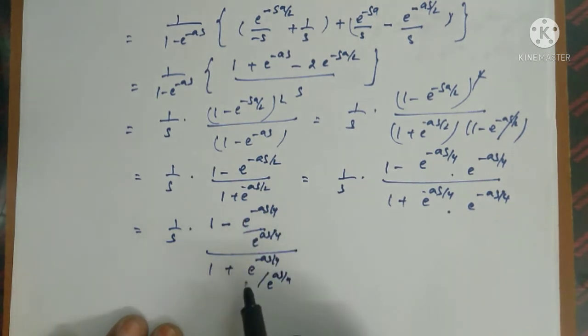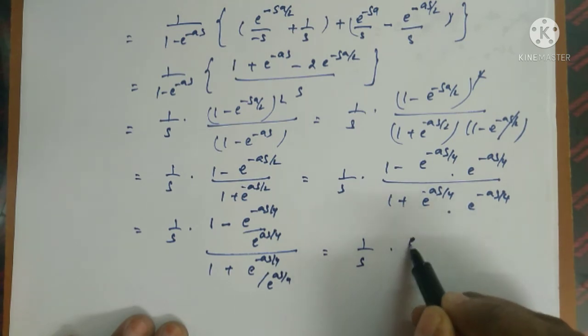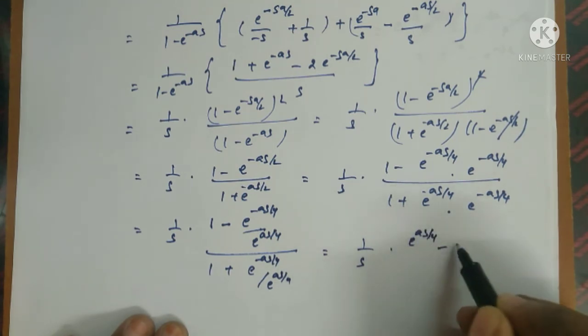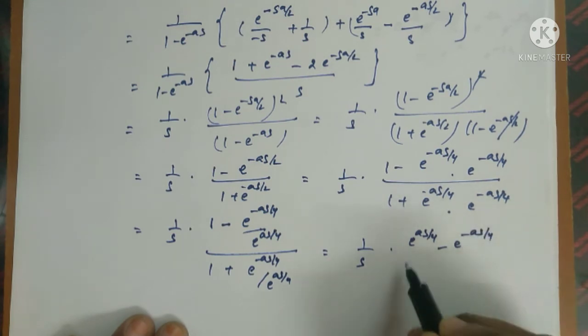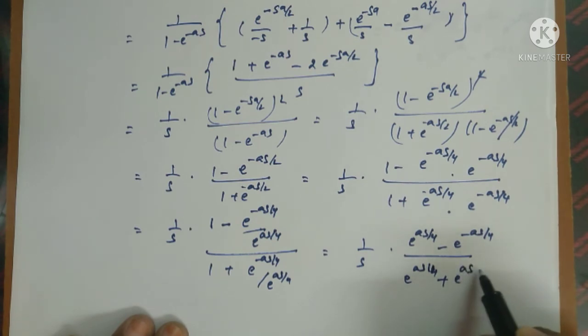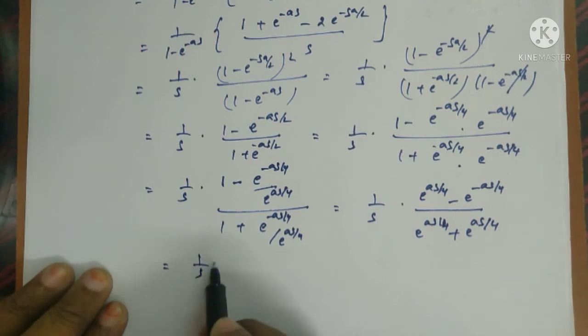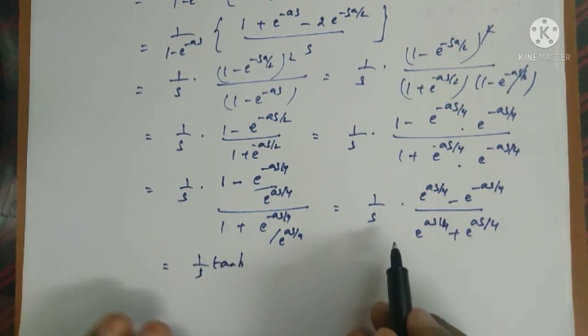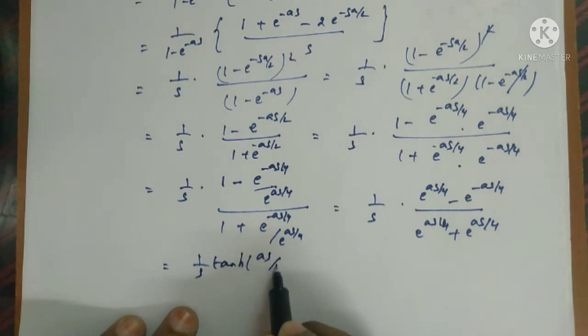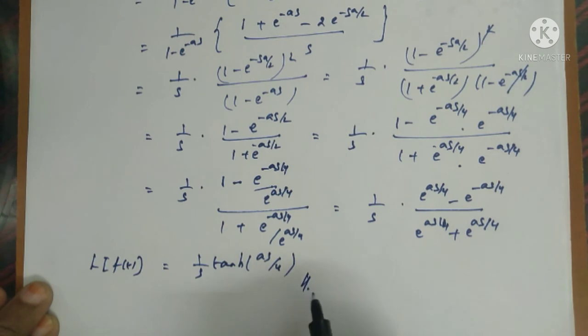Either if you want you can write this one, or otherwise directly we can write the result as 1 by s into e power as by 4 minus e power minus as by 4 divided by e power as by 4 plus e power minus as by 4. e power x minus e power minus x divided by e power x plus e power minus x. Result is tan hx. So which is equal to 1 by s tan h. In the place of x we are having as by 4. So L of f of t equal to, so this is the answer.